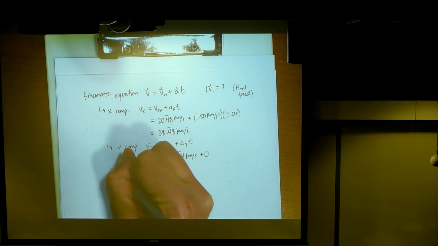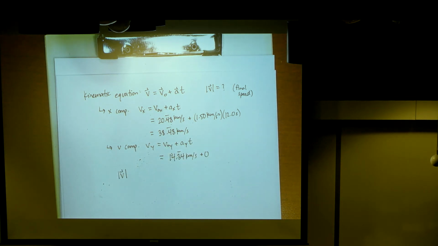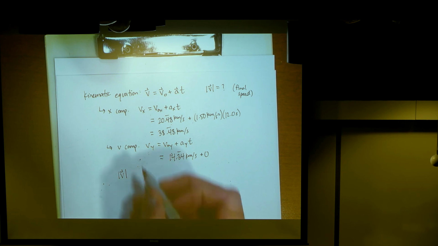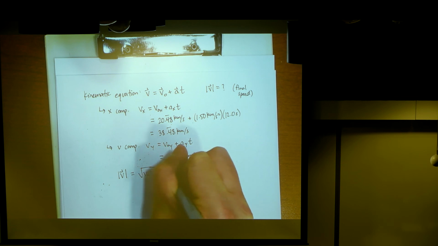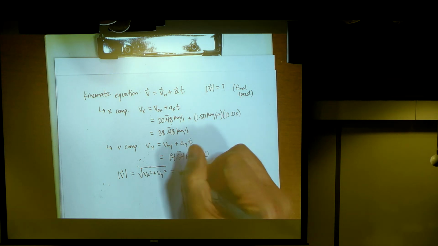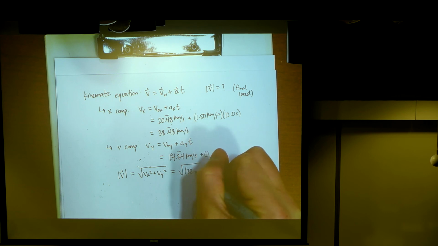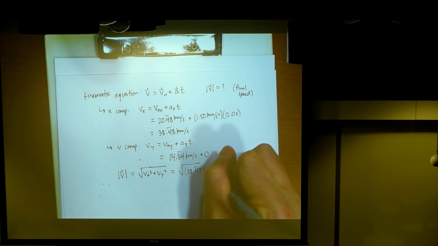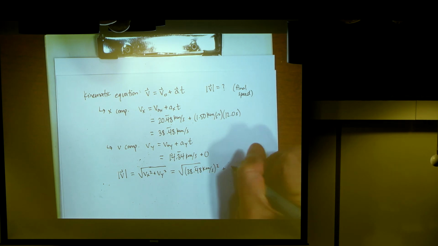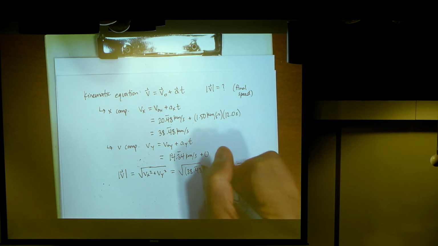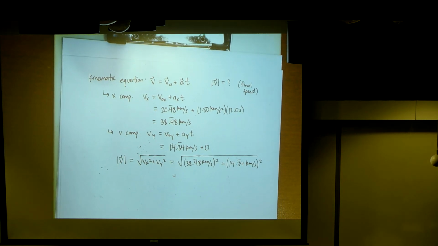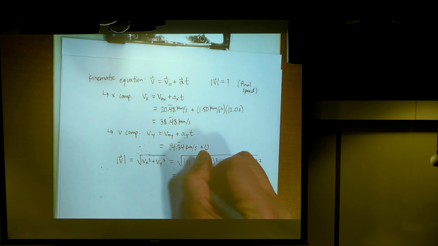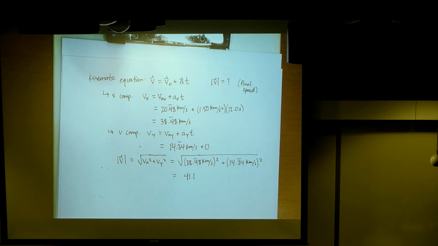All right, what's the speed then? Speed is the magnitude of the velocity. That's how this works. And that's the square root of Vx squared plus Vy squared. So plug in these values. We have 38.48 kilometers per second. We want to square it, plus 14.34 kilometers per second. We want to square that as well. And then put the whole thing under the radical. And what does that give you? 41.06. Yeah, it's 41.1 is what I'm getting. Kilometers per second.